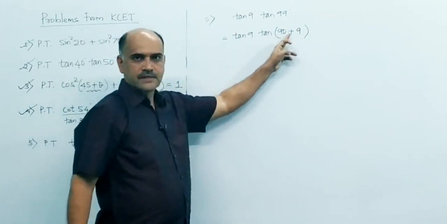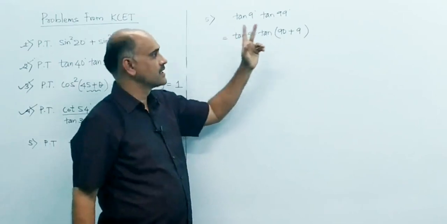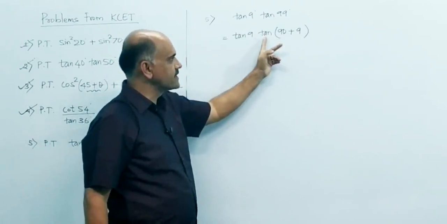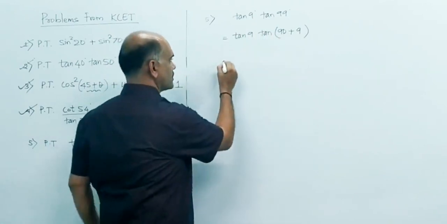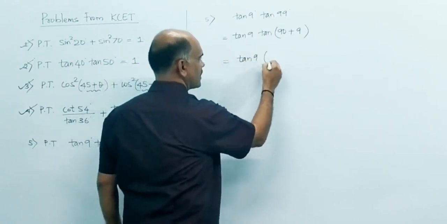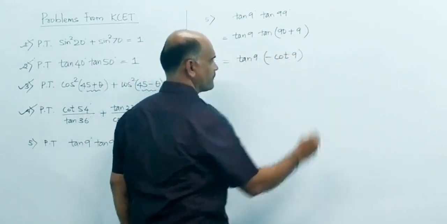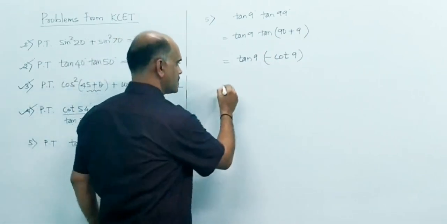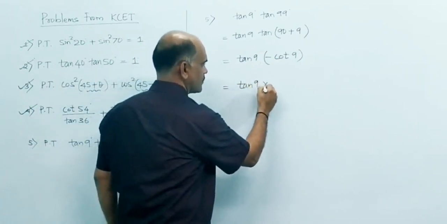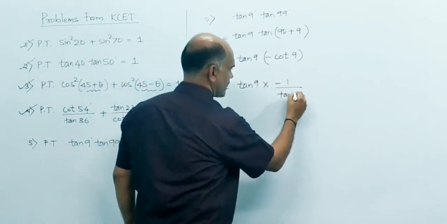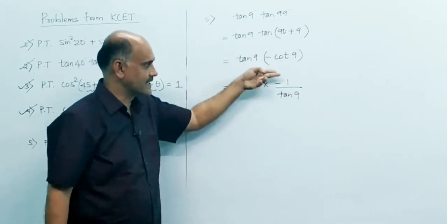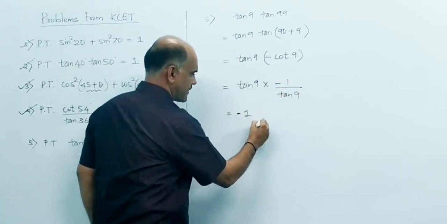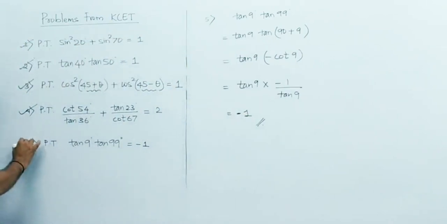So 90 plus means it is in the second quadrant. In the second quadrant tan is negative, that is the first point. Second, 90 is there, so tan gets converted to cot. So this is tan 9 into minus cot 9. Again I can write cot as its reciprocal, so this will be tan 9 into minus 1 by tan 9. Tan 9 gets cancelled, and you will have the answer minus 1. That is our answer for the fifth one.